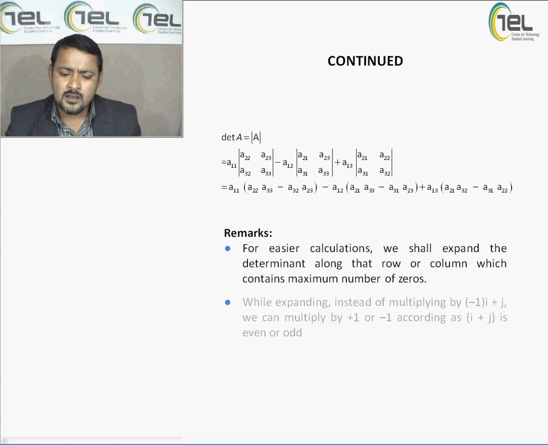For making it easier to calculate the value of the determinant, we should look for the row or column, the first row or the first column, which contains the maximum number of zeros. But sometimes it is possible that we don't have any zeros at all. In that case, we can expand along any row or column. It doesn't make any difference actually.